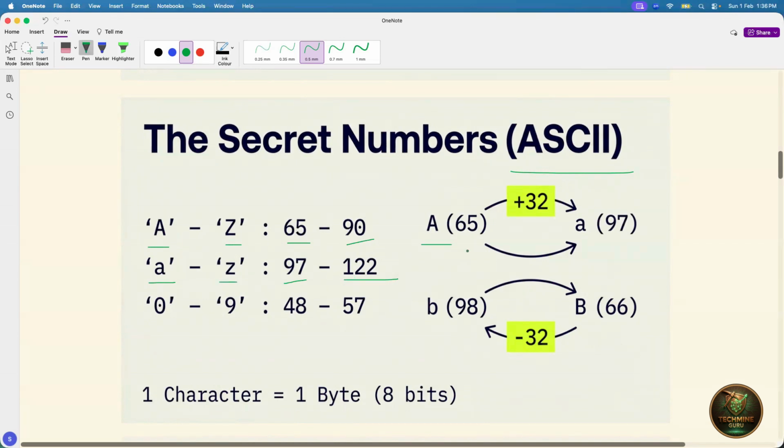If you want to convert from uppercase A to lowercase a, you just have to add 32. And similarly, if you want to convert from lowercase a to uppercase A, you just have to subtract 32. This holds for all the characters. Similarly, for the digits 0 to 9, the ASCII values are 48 to 57. Always remember that one character is equal to 1 byte, which is equal to 8 bits, right?